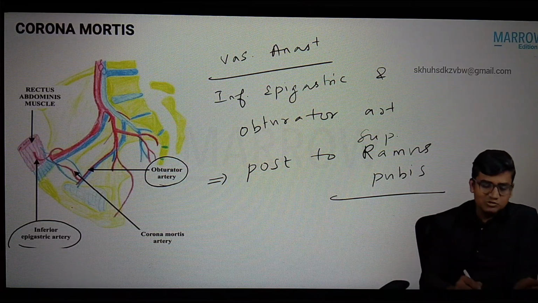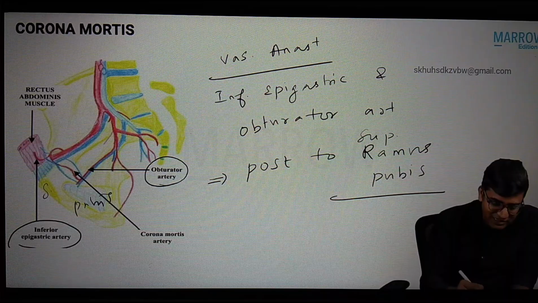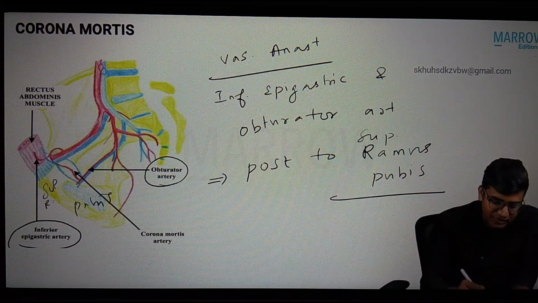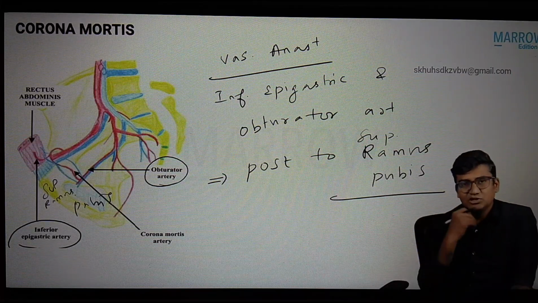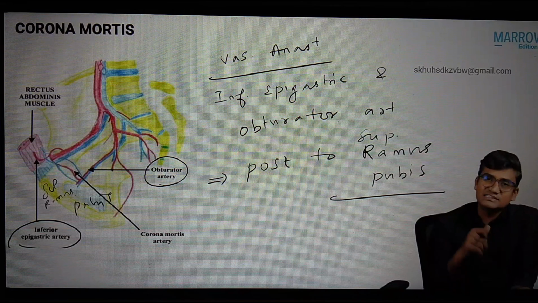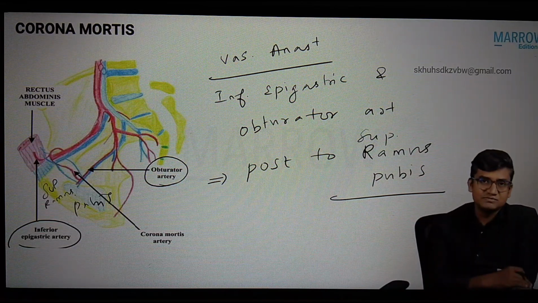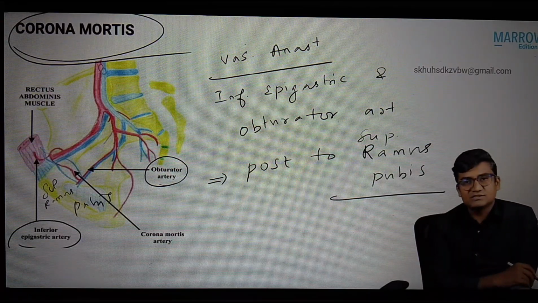Just behind the superior ramus of pubis, the pubis bone you are seeing, this one, superior ramus of pubis, this anastomosis is present just behind it. And if this anastomosing variant is damaged, then there is a risk of severe hemorrhage. That is why this is very important. That is why it is called corona mortis.